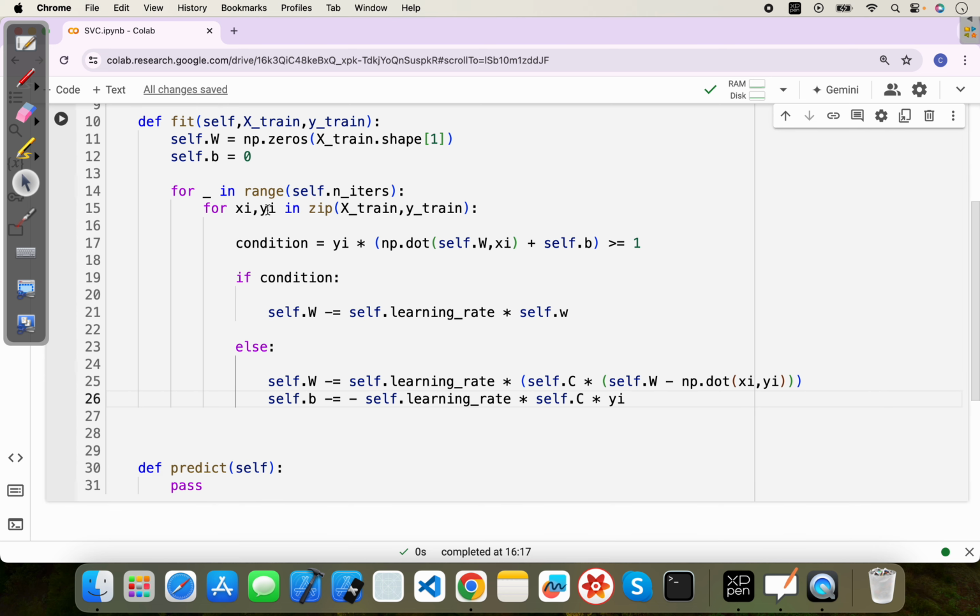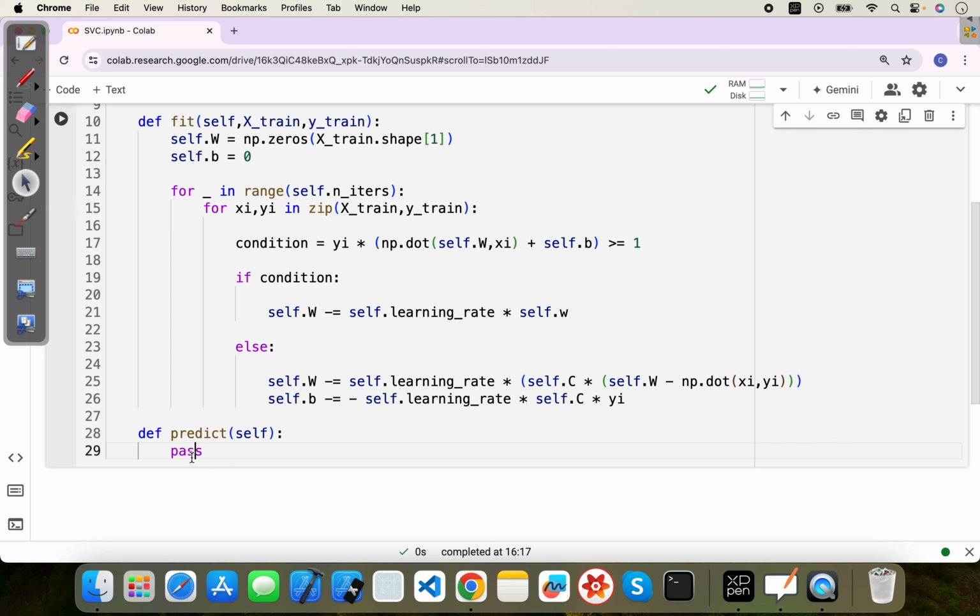Okay, so this is all about gradient descent for SVM classification, right? So let's implement a predict method. The predict method would be, we need to just do w transpose xi, right? And we will use the sign of that to predict whether it is the -1 class or the +1 class. So let's say result is equal to np.dot of self.w, and we would require x here, right? X.